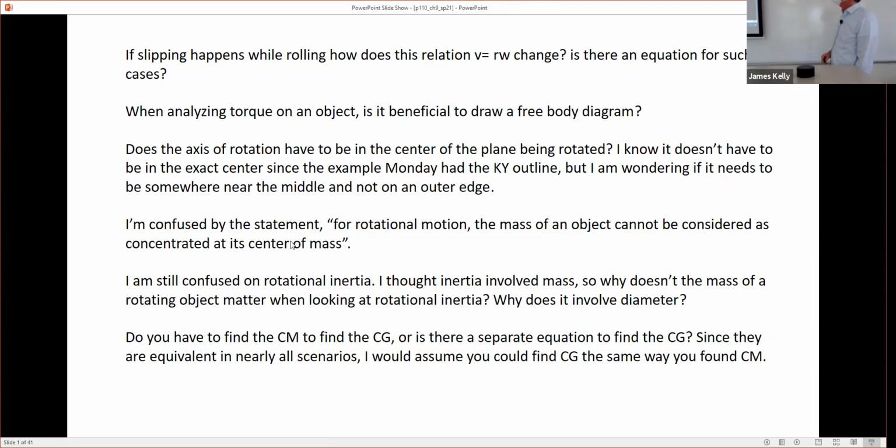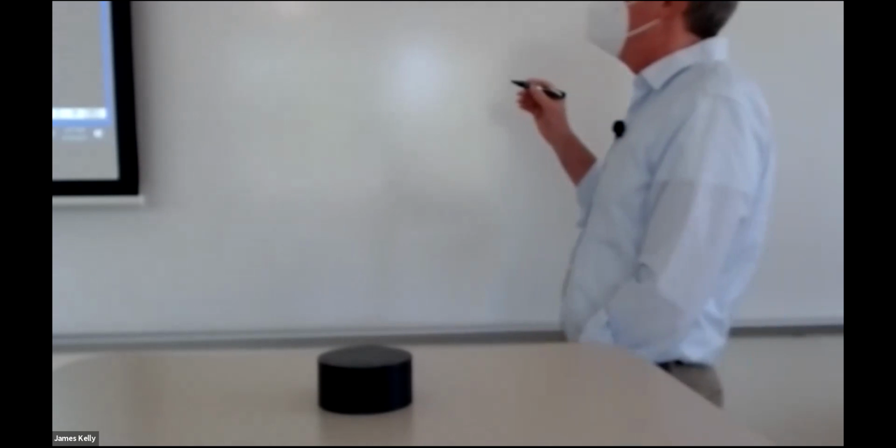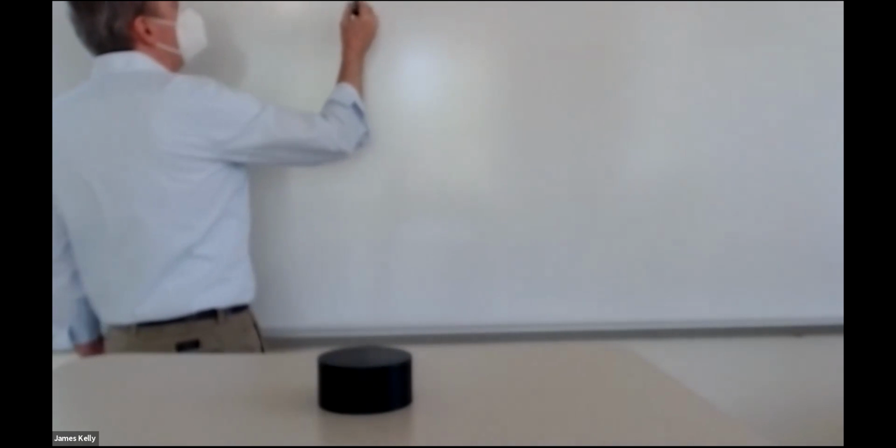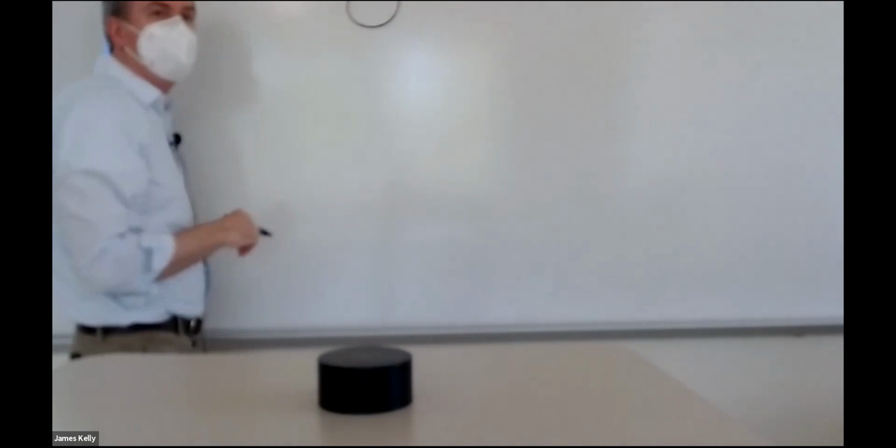When analyzing torque on an object, is it beneficial to draw a free body diagram? Well, yes, I guess I didn't really say this, but we've been drawing free body diagrams of a sort. Sometimes I call them extended free body diagrams. I'm not sure if Giancoli has a name for them, but up before this chapter, we didn't really care too much what shape we drew for a body. This might be a suitcase and I just draw it as a sphere, right? And we say, okay, I've got a normal force and a weight force and maybe a friction force.